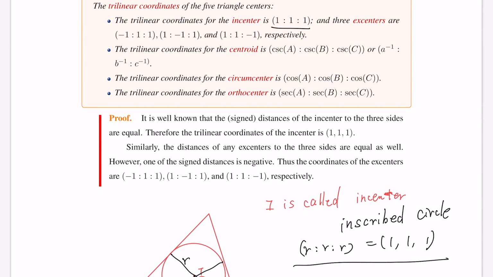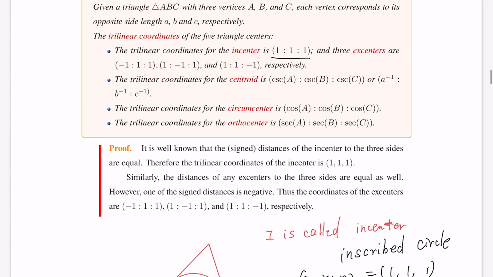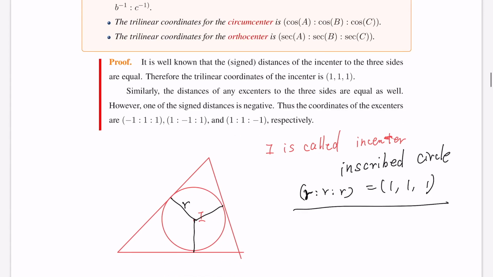And from this, you will see the power of the trilinear coordinate system. If you insist on finding the distance, then you need to find the radius of the inscribed circle, and there's a complicated formula for that. But actually, r to r to r can be cancelled because we only care about the ratio. The ratio is 1 to 1 to 1. And that is the trilinear coordinates for the incenter.